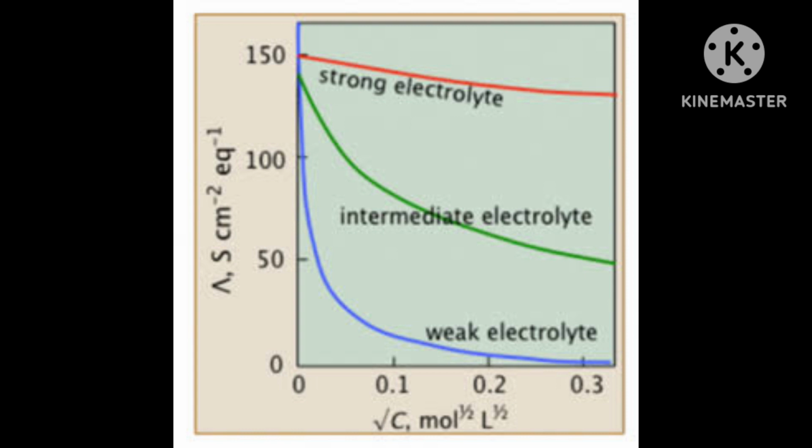0.1113 Siemens per centimeter. Now if the concentration is decreasing, suppose the concentration decreases to 0.1, then it is a 10 times decrease. It was 1, now it became 0.1.